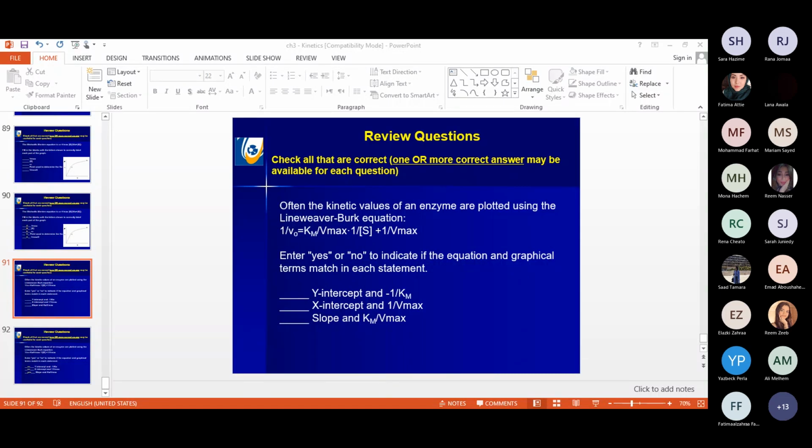Yes, doctor. The first one is no. Y-intercept and minus 1 over Km? No. Y-intercept is 1 over Vmax. Okay. So X-intercept with 1 over Vmax, is it correct? Is also no. Okay. Is the slope equal to Km over Vmax? Yes. Okay. So Y-intercept was 1 over Vmax, X-intercept was minus 1 over Km, but the slope is correct, Km over Vmax.